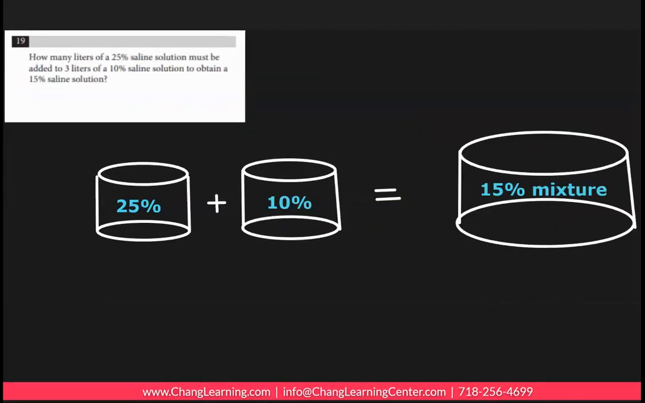For question 19, how many liters of a 25% saline solution must be added to 3 liters of a 10% saline solution to obtain a 15% saline solution? Well, here I wrote 3 containers. I drew them for you here as the 25% saline or salt content, the 10% less salty solution, and then we'll pour them in together for a 15% mixture.